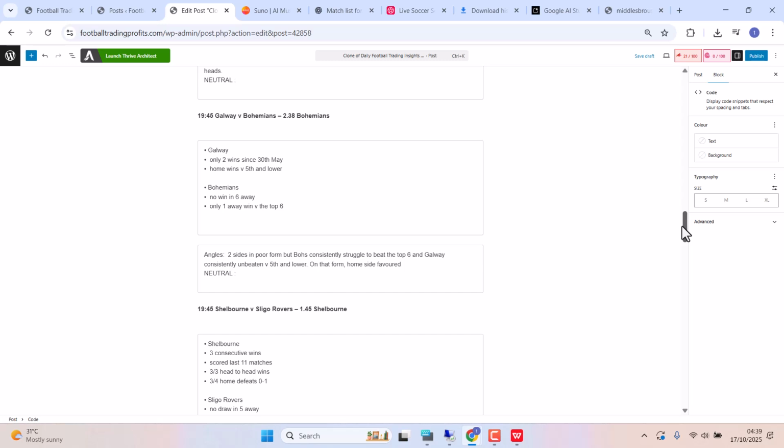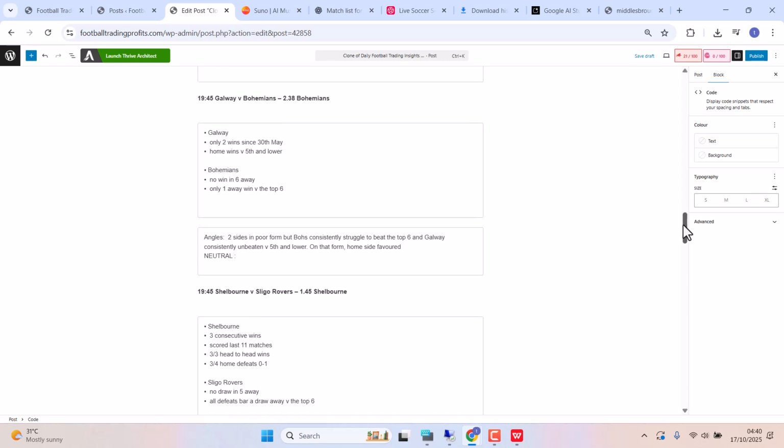Galway against Bows. Only 2 wins since the 30th of May for Galway. Home wins against 5th and lower, though, is solid form at home. No win in 6 away for Bows. Only 1 away win via the top 6. So on the challenge table form, you're with Galway here, but 2.38 the favourite is telling you we just need to make sure that Galway turn up today. Only 2 wins since the 30th of May.